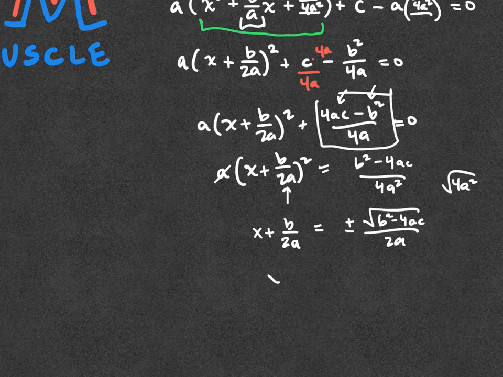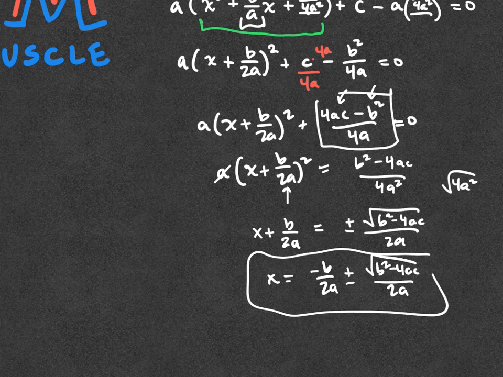Sweet, we're almost there. We got one more step. We're going to subtract b over 2a, and there you have it, folks. That's where the quadratic formula comes from. This is some pure math, and it's awesome.